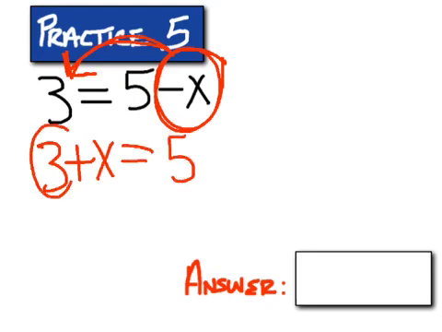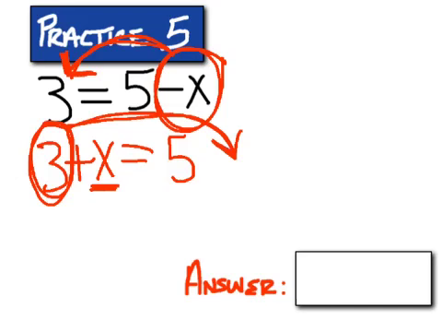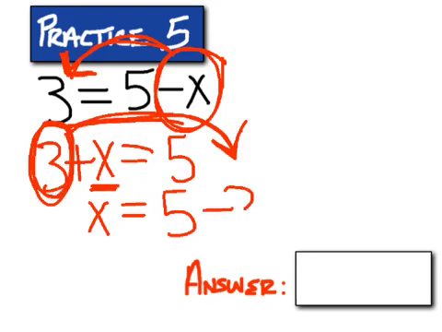Next thing we need to do is take our 3, move it to the right side. Remember, we want a positive x by itself on one side. That's why we want to move it over to the left side in the first place so we can make it positive. Now we want to move our number so we have our x by itself. We've got x on the left, on the right we've got 5. When we move our 3 to the right side, it's going to make it a negative 3, and that's going to be equal to 2.